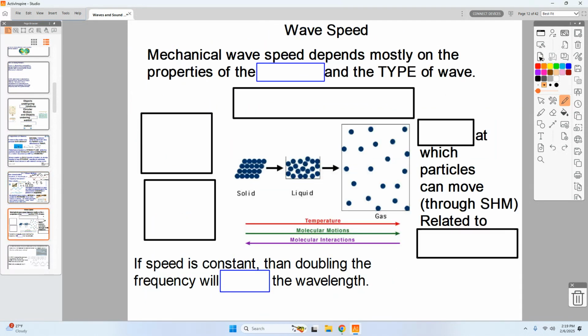Okay. Now, wave speed depends mostly on the properties of the medium and the type of the wave. I want to focus in on the medium properties so that I can write on the board.